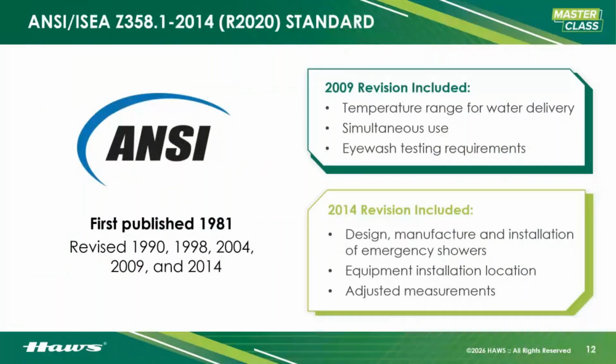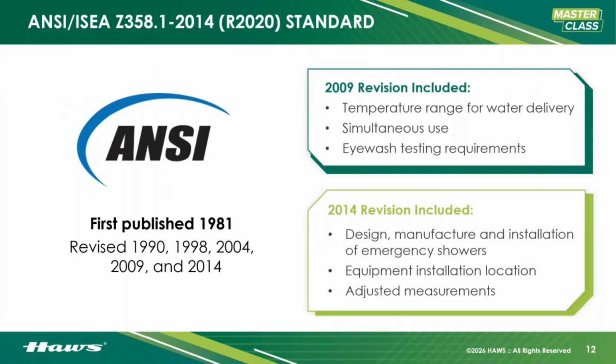ANSI. So the standard itself, first published in 1981. So it has been around a very long time. It was revised in 1990, 98, 2004, 2009, and 2014. You can see many of the revisions that were included in the last two revisions of the standard. And you can look forward to changes coming soon to the standard. We're very excited to hear about news potentially later this year about upgrading the standard. And when that happens, we will be here as a source for information and compliance for you. So look forward to that.